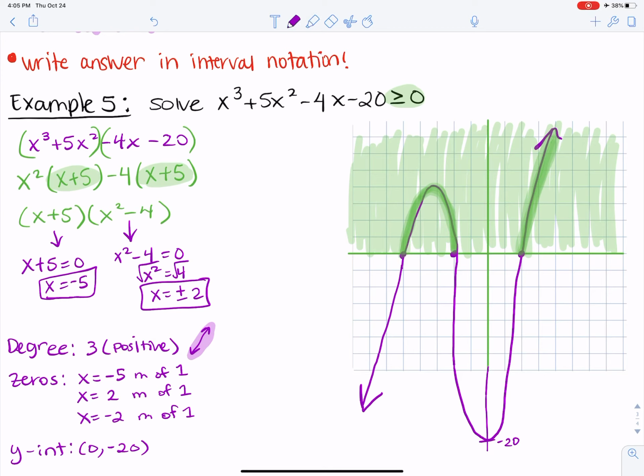Our inequality answer is therefore, we know that this is negative 5, that's negative 2, and that's positive 2, and this is infinity. So this graph is greater than 0 from negative 5, and it has a bracket because it can be equal to negative 2, union with positive 2 to infinity. And infinity never gets a bracket because you can't touch that number. It goes forever. And that is our final answer.